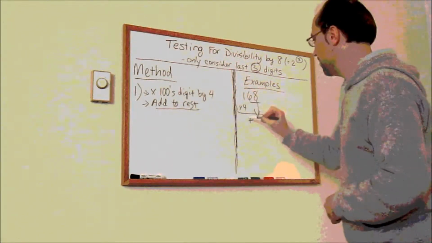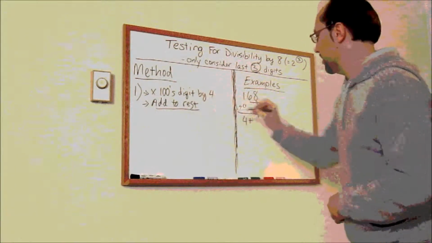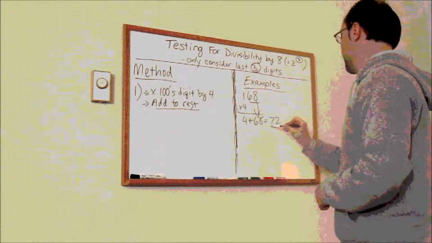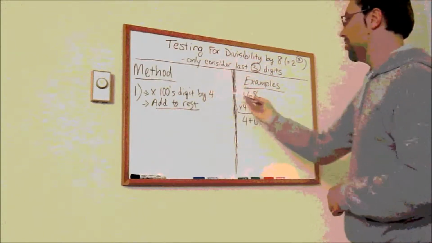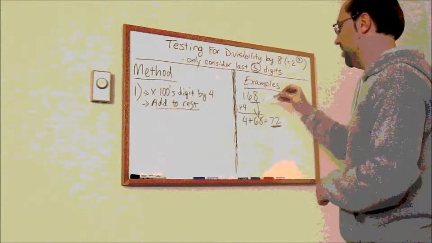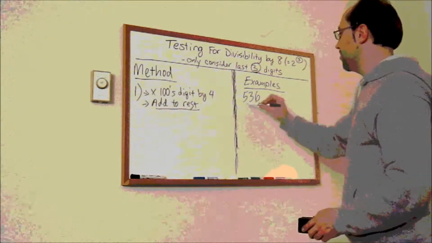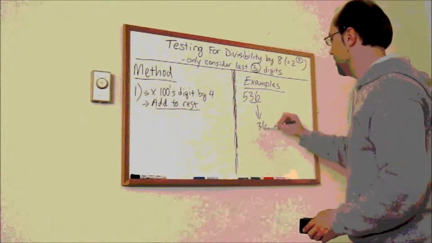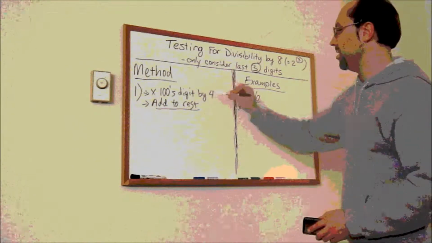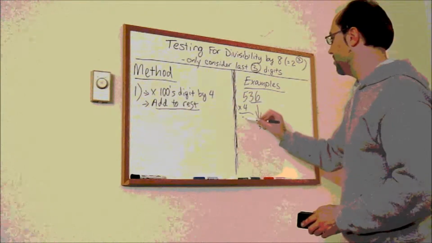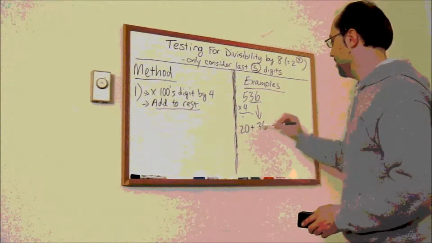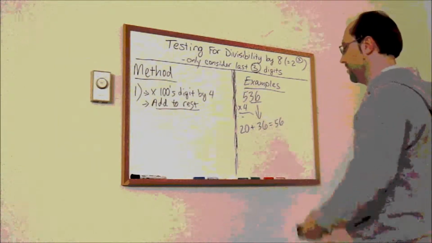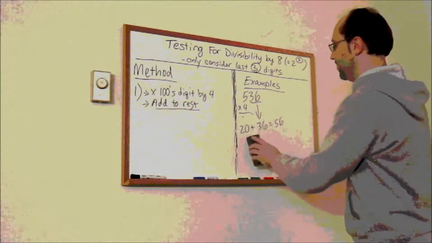So hundreds digit by 4 gives you 4, plus 68 is 72, and the rule is if this is a multiple of 8, then your original number is. So 168, that'd be 21 times 8. 536, again, rest, 36, add to 4 times the hundreds digit, which is 20. That gives you 56, and 56 is a multiple of 8. So 536 would be divisible by 8.